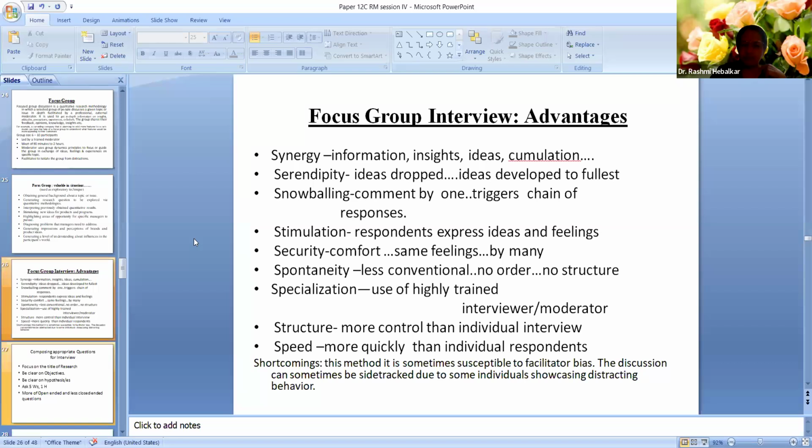The shortcoming of focus group interview: it is susceptible to facilitators' bias. So you as a researcher must always be alert and awake that your opinions are not overpowering you as a researcher.